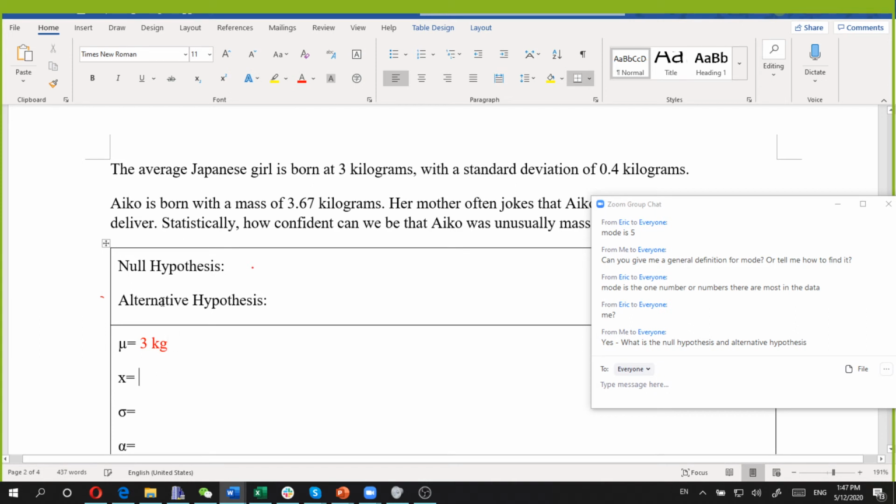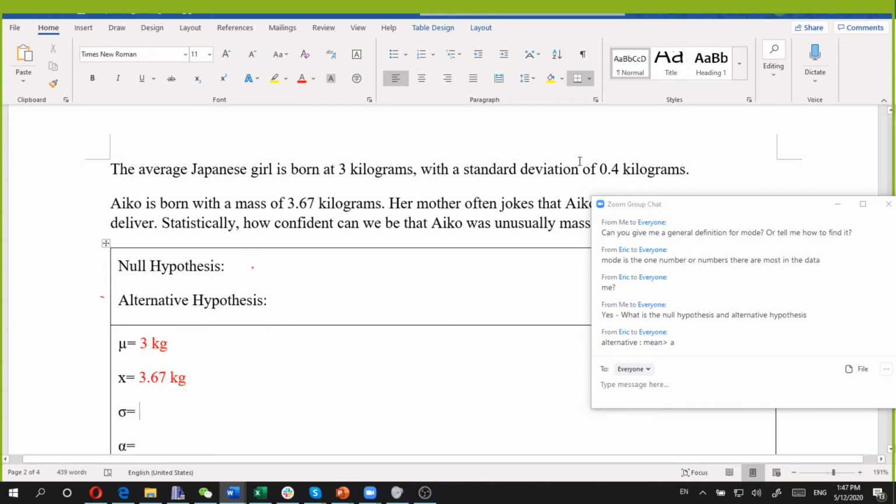Then x is 3.67 kg, perfect. Standard deviation, 0.4 kg.